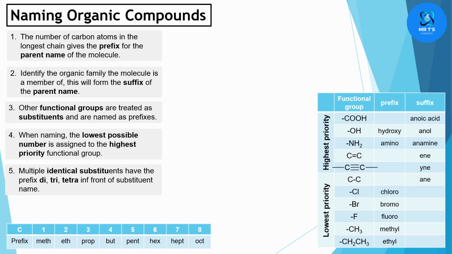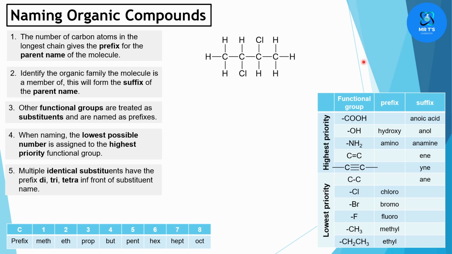Let's continue to look at naming organic compounds. In this part of the video, we're going to look at what happens if we have multiple identical substituents. How are we supposed to write that? We're going to learn about the prefixes di, tri, and tetra that are used in front of the substituent name or the prefix name at the front.